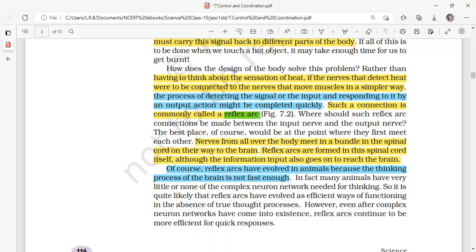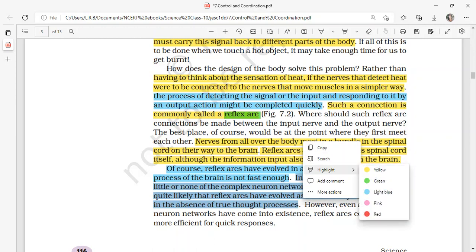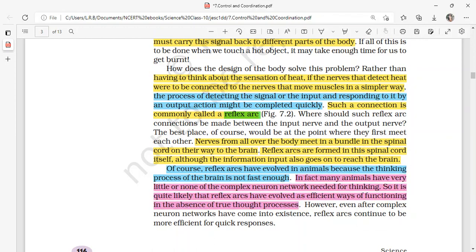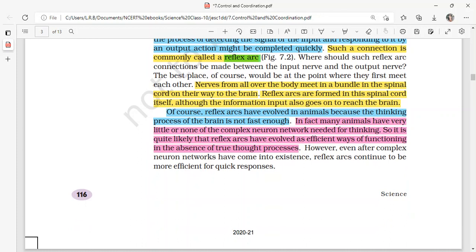In fact, many animals have very little or none of the complex neuron network needed for thinking. So it is quite likely that reflex arcs have evolved as sufficient ways of functioning in the absence of true thought processes, as in the case of many animals, there is insufficient development of the nervous tissue. So that is the reason, to meet the requirements of the body. In these cases, like protection of the body, the reflex arc has evolved. Okay, now let us continue.